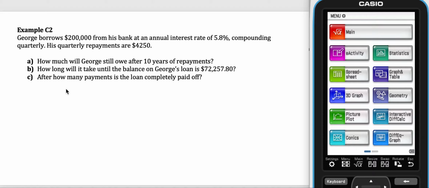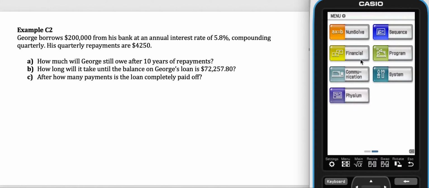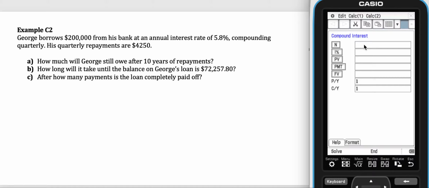So a fair bit of information given to us already, and then we've got a few questions to answer about this loan. Question A is, how much will George still owe after 10 years of repayments? So again, using our calculator, we're going to go into Finance Solver, and let's put in the information that we have. He's borrowed $200,000. That's PV, principal value, as 200,000, and it's a positive number because that money we get from the bank. The interest rate is 5.8%.